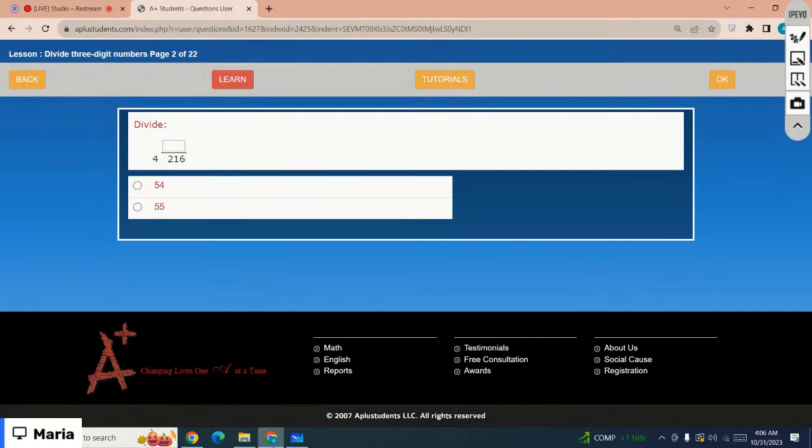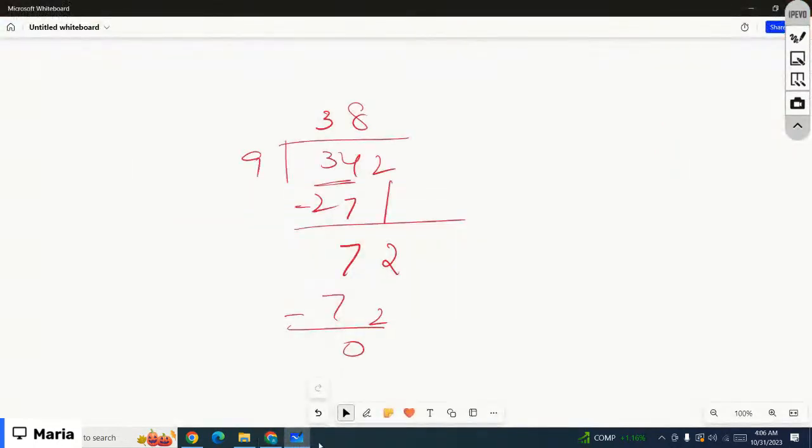The next one is 216 divided by 4. Start with 4, and 2 is less than 4, right? So we need to make it 21.